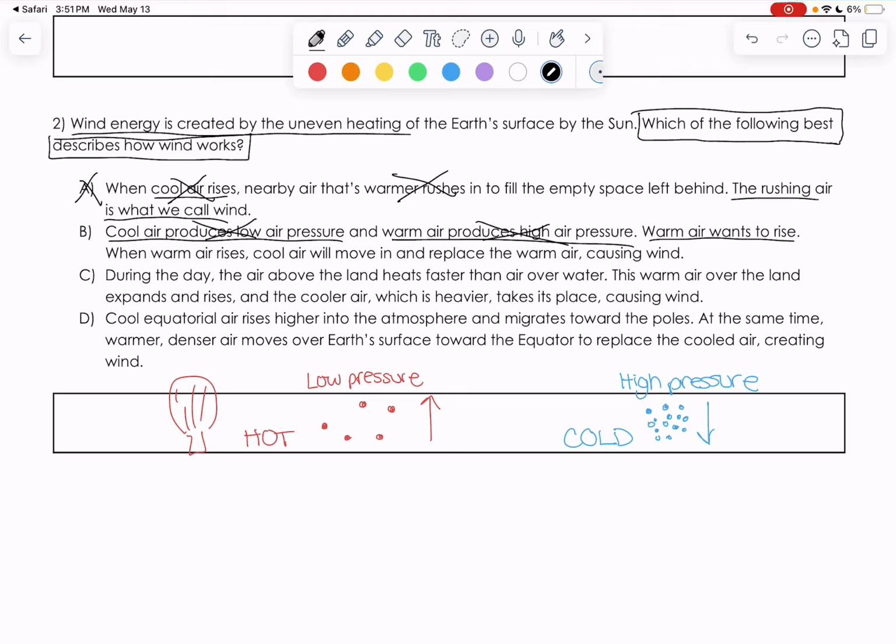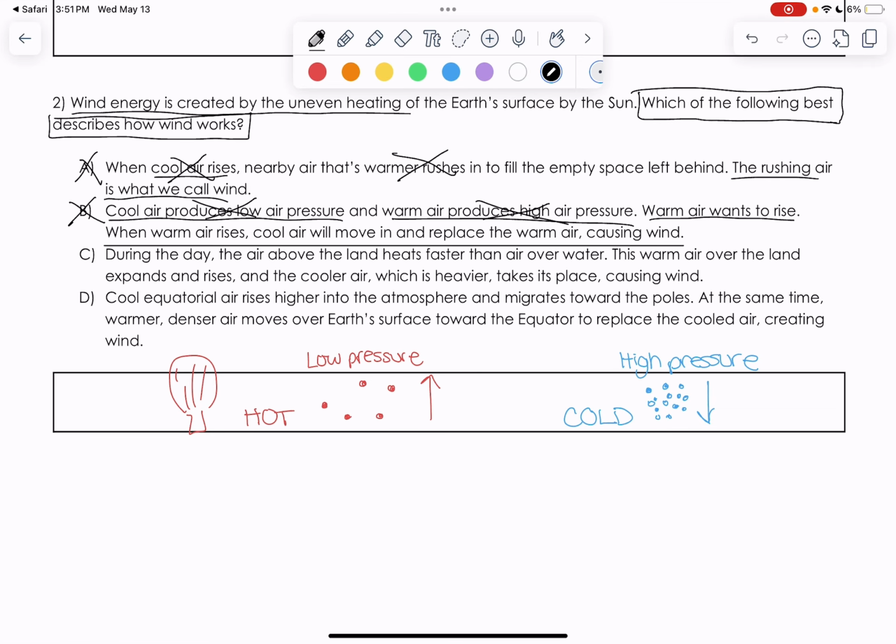Warm air wants to rise. That is true. When warm air rises, cold air will move in and replace the warm air, causing wind. That's true as well. But since the first 2 were wrong, the first half of that question makes B incorrect. C says during the day, the air above the land heats faster than air over the water. This warm air over the land expands and rises. Warm air does rise. And the cooler air, which is heavier, takes its place.